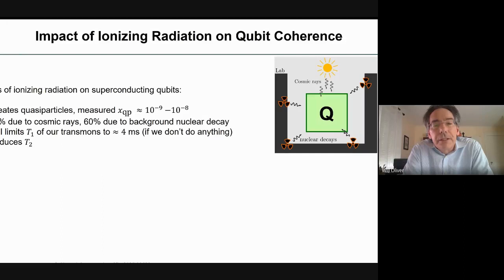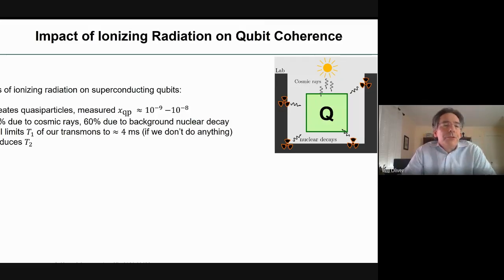So that's basically, Kyle Cerniak, who worked with Michel Devoret, they did some very nice experiments where they shielded the thermal photons very, very well. And then what you're left with is basically 10 to minus 8 to 10 to minus 9. And it looks like that's consistent with what we're getting from ionizing radiation. Now, it's about half due to cosmic rays, half due to background nuclear decay. We can't shield cosmic rays with lead. We have to basically go deep underground for that.